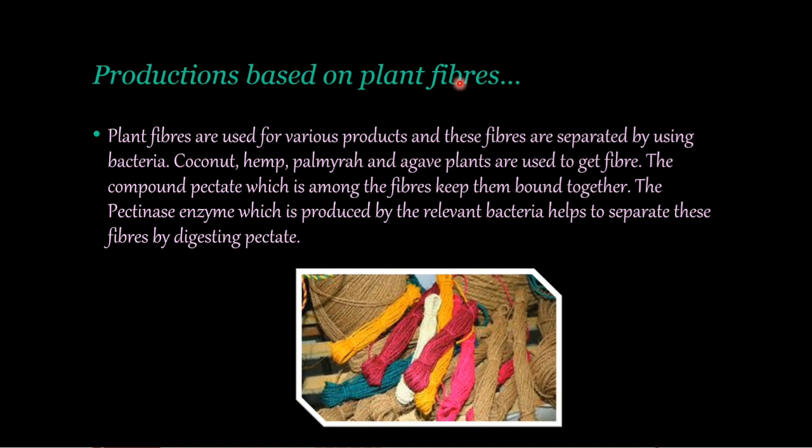In the industrial field, microbes are also used in the production of plant fibers. So, what are the productions based on plant fibers? Plant fibers are used for various products, and these fibers are separated by using bacteria. Plant fibers are mainly separated by using bacteria. Coconut, hemp, palmyra, and agave plants are used to get fiber. The compound pectate, which is among the fibers, keeps them bound together.